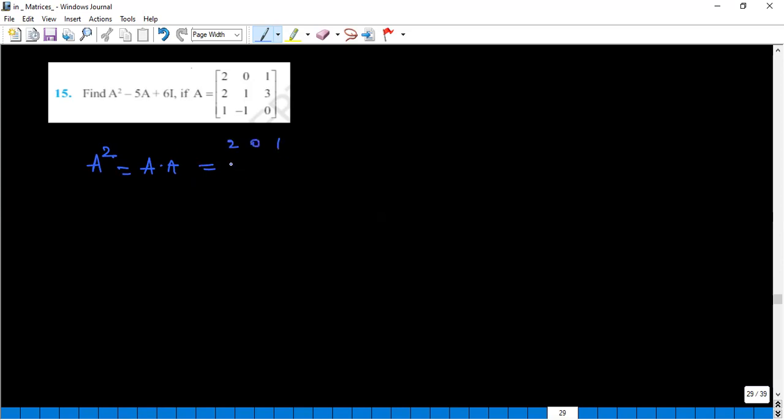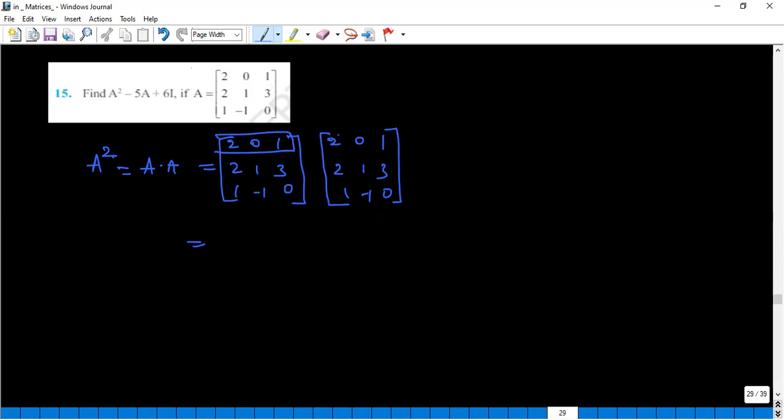A is [2, 0, 1; 2, 1, 3; 1, -1, 0]. So we multiply it with the same matrix. What will we get? How do we multiply? First row with the first column gives the first element. This row and this column we will multiply: 2 into 2 is 4, 0 into 2 is 0, 1 into 1 is 1.